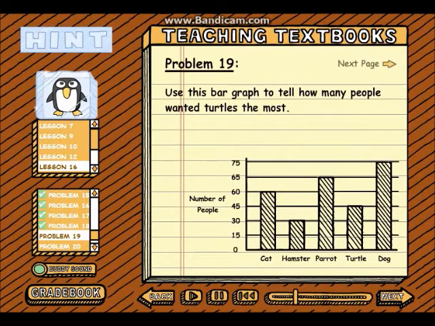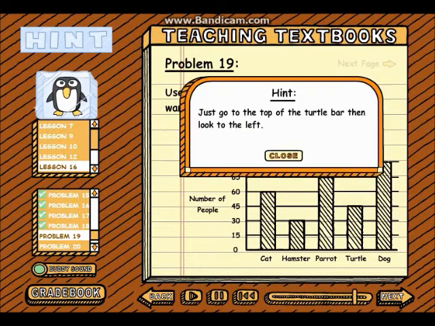Time out. On this problem, for a hint, you need to use the bar graph to tell how many people wanted turtles the most. Here's a hint. Just go to the top of the turtle bar, then look to the left.